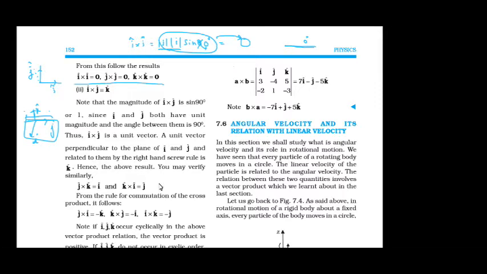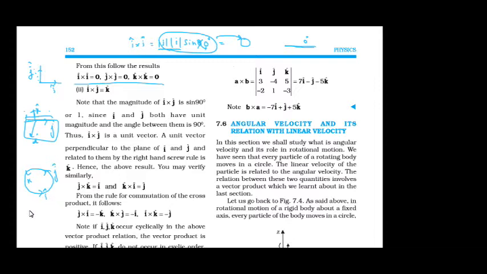Now, the thing is that we have proved that i cross j is equal to k. Similarly, j cross k is equal to i and k cross i is equal to j. So how to remember? Draw a circle. Write i, then write j, then write k.